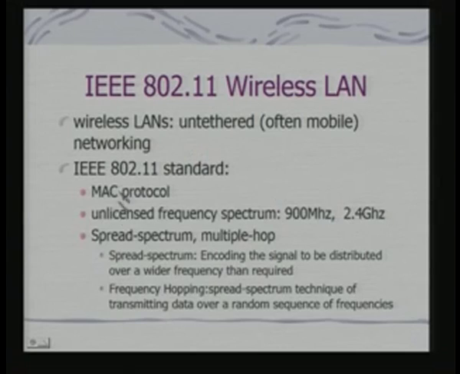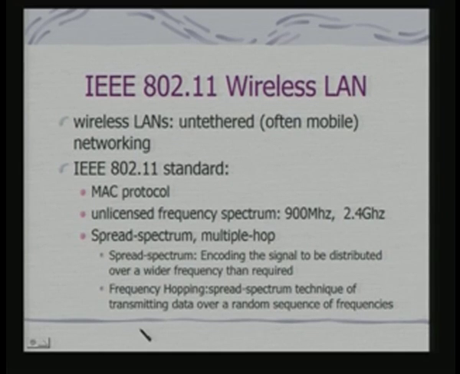So, 802.11 basically provides a MAC protocol, and it uses unlicensed frequency spectrum, 900 megahertz or 2.4 gigahertz. When you use these frequencies you do not need to take licenses, because other frequencies are reserved for various applications like TV transmissions, defense communication, and so on and so forth.